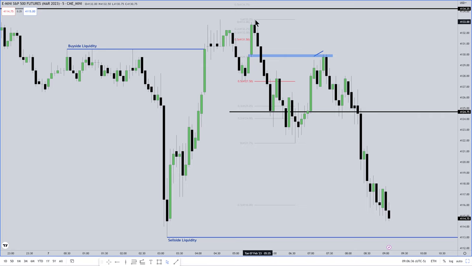So that's how we go through the process of looking for the right fair value gap. Now, if there's no volume imbalance or if there's no fair value gap here on the other side of the displacement leg, then I'll use the first fair value gap above the equilibrium. And then there it is. Now, another version of this would be using this.